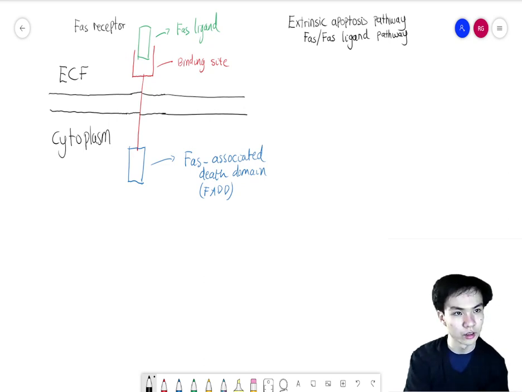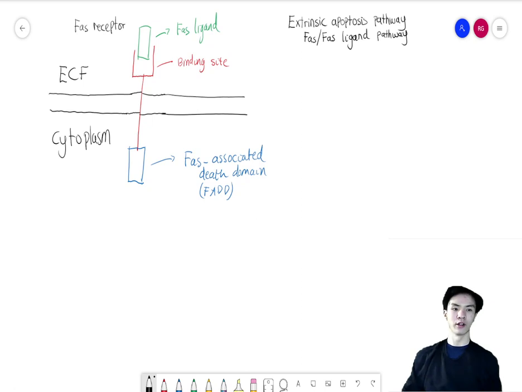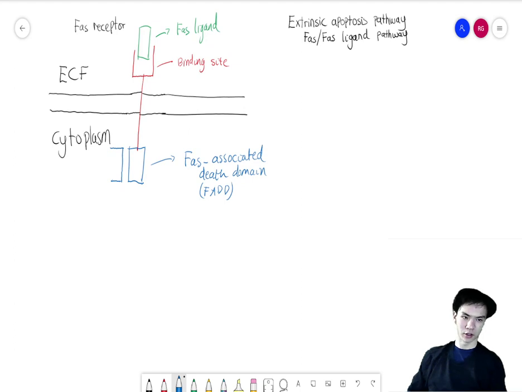I'm not going to actually draw that line down there because it's going to ruin the drawing later on. But this whole thing is called a Fas receptor, and when our Fas ligand binds to the binding site, it's going to transmit a conformational change to the FADD, or Fas-associated death domain. And that's going to allow it to associate with another Fas-associated death domain. Now remember, a domain is just part of a protein that can sometimes appear in many proteins. So this Fas-associated death domain is also going to appear in the second protein.